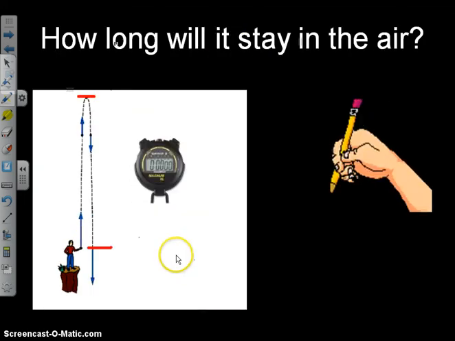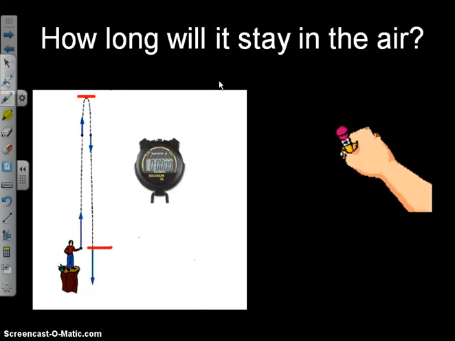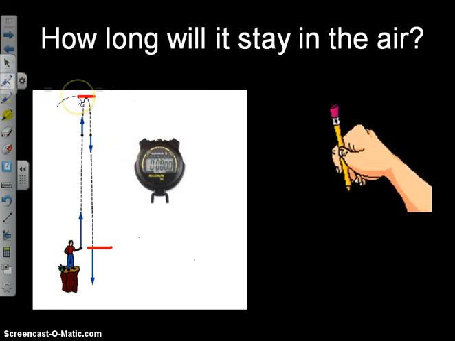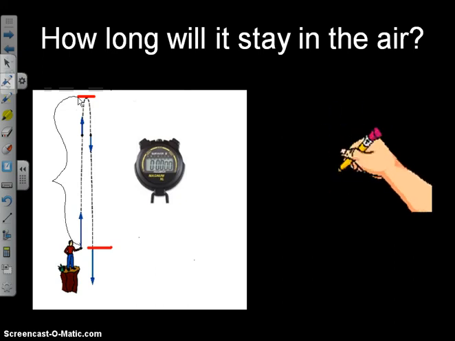Okay, let's try another one. So let's say I want to know how long it stays in the air. Well, the total time in the air is going to come from how long did it take to get to the top.